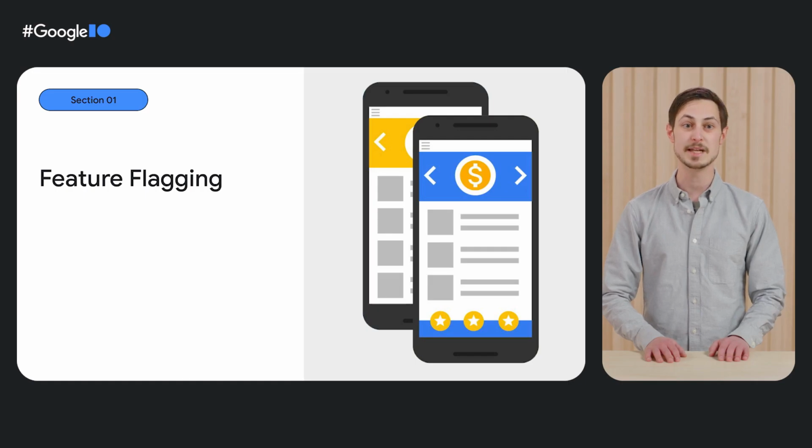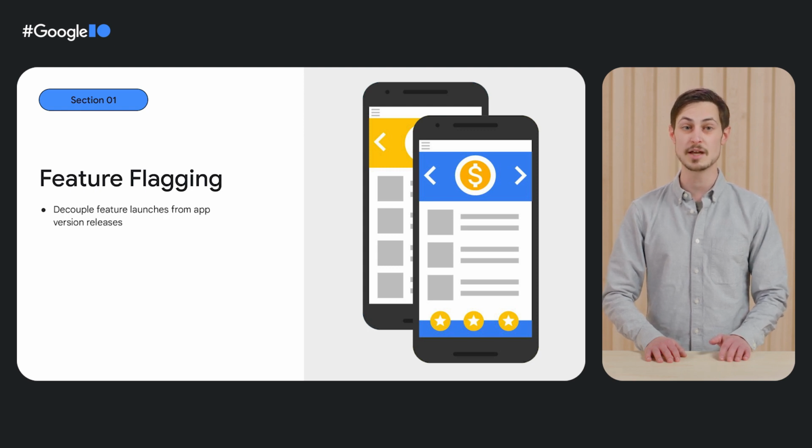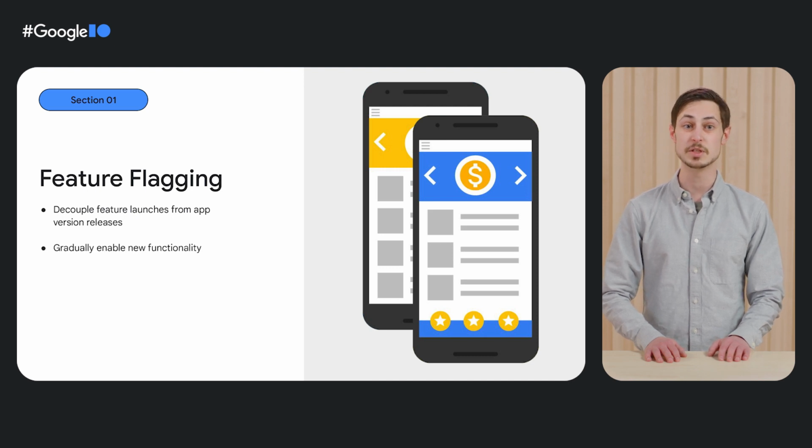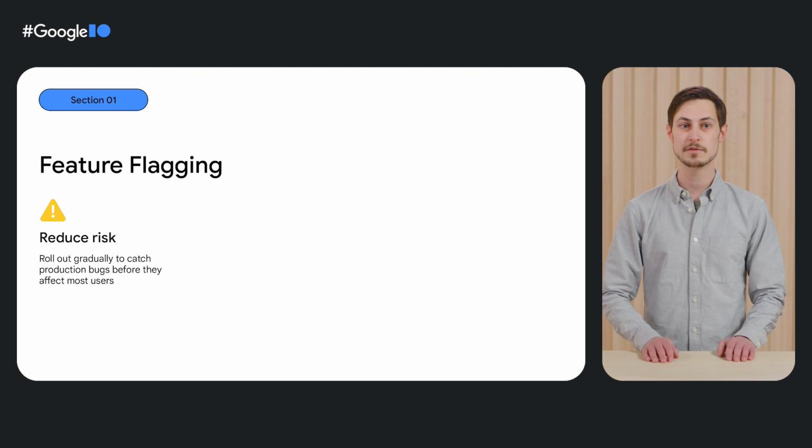By dynamically updating parameters in your app with server-side values, feature flags enable you to decouple app version releases from feature launches. You can configure them to gradually enable new functionality in the app and roll back that functionality if there are production issues. So, why should you use feature flags? We recommend them as an app development best practice for a few reasons. First, feature flagging reduces production risk.